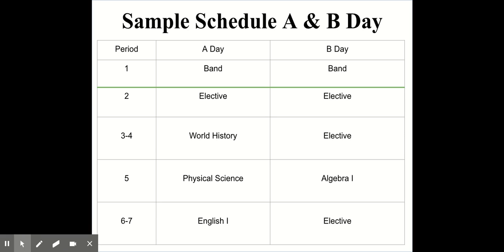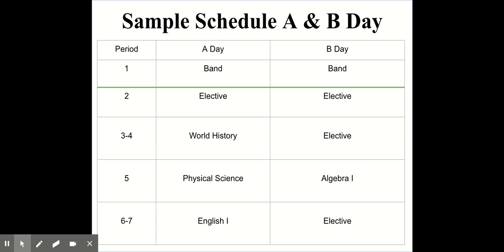Fifth period, they would have physical science. In sixth period and seventh period, they would have English. As you can see, world history, physical science, and English are all in the same day. That is how our freshman community structure works. What that means is the same students that your child would have in their world history class would be in their physical science and their English class.